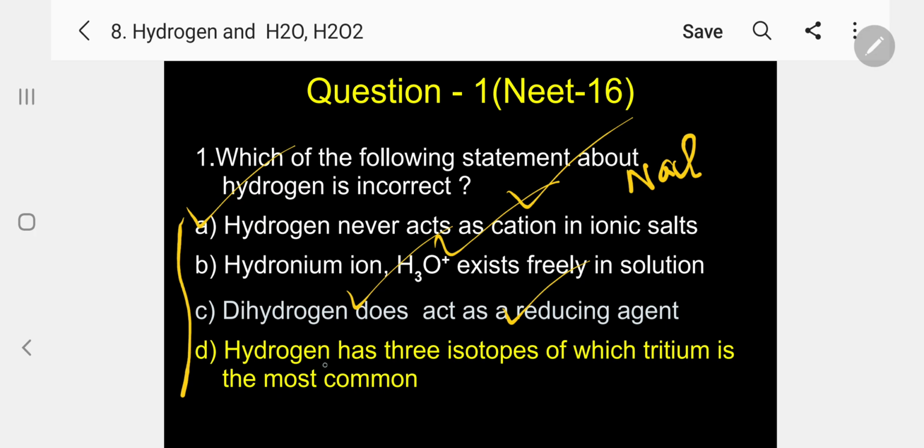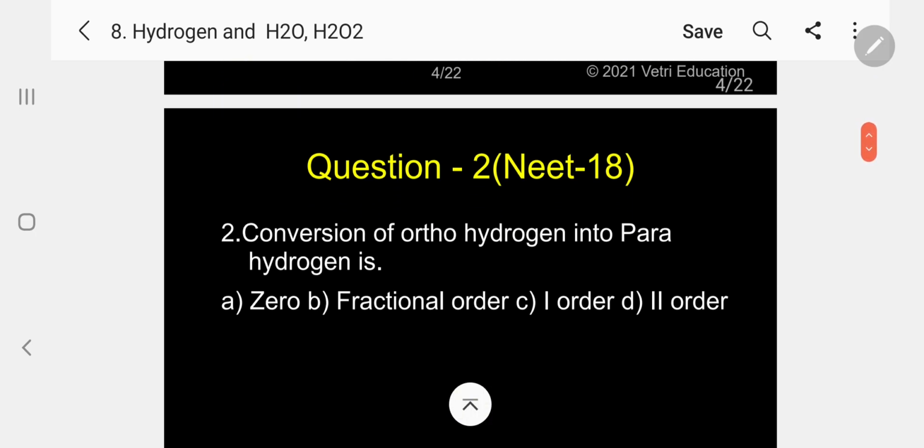So what is not correct? Hydrogen has 3 isotopes. What are they? Isotopes are 1H1, protium. The next one is deuterium, this is 1H2, and tritium, this is 1H3. Kindly follow. Hydrogen has 3 isotopes, of which tritium is most common. This is not correct because 1H1, that is protium, is common. Deuterium and tritium are not common. Please follow. This is very, very clear. Direct question, you can easily answer.